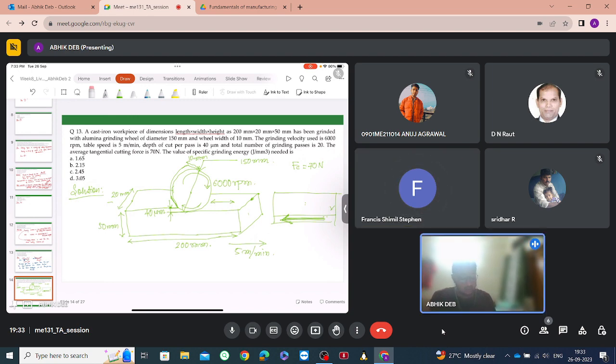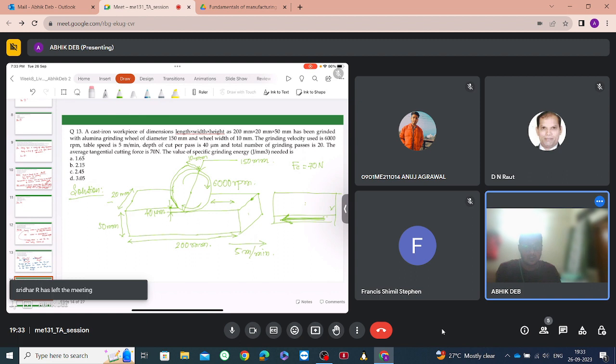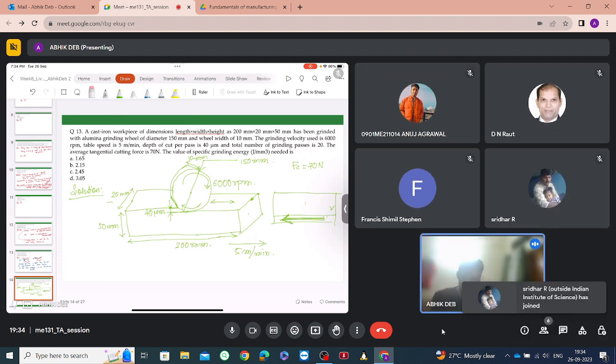Okay, so in this case, if the total number of grinding passes is given and it is not mentioned as multiple passes here, we can consider it in this direction. If it is mentioned specifically as multiple passes, then we can consider that as the table feed in the lateral direction. What I mean to say is that if it is a multiple pass, it will be mentioned.